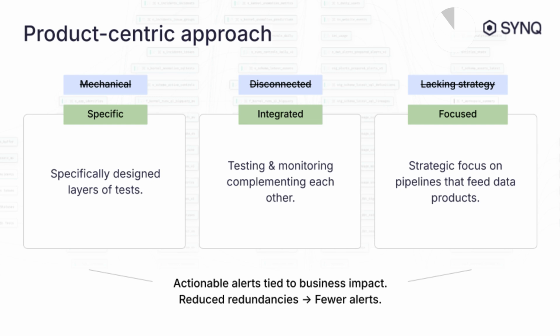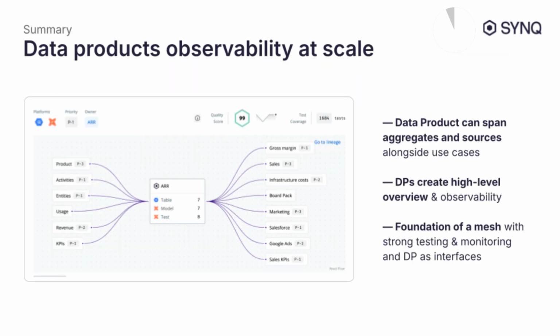Revisiting our initial challenges. Instead of mechanical testing, we now have specific, targeted tests. Our tests and monitors complement each other, and we focus on pipelines impacting our key data products end to end. This product-centric approach has helped many teams reduce alerts by over 80% while catching more issues, making incident management far more effective. For deploying at scale, a data product-centric approach shines even in complex stacks.